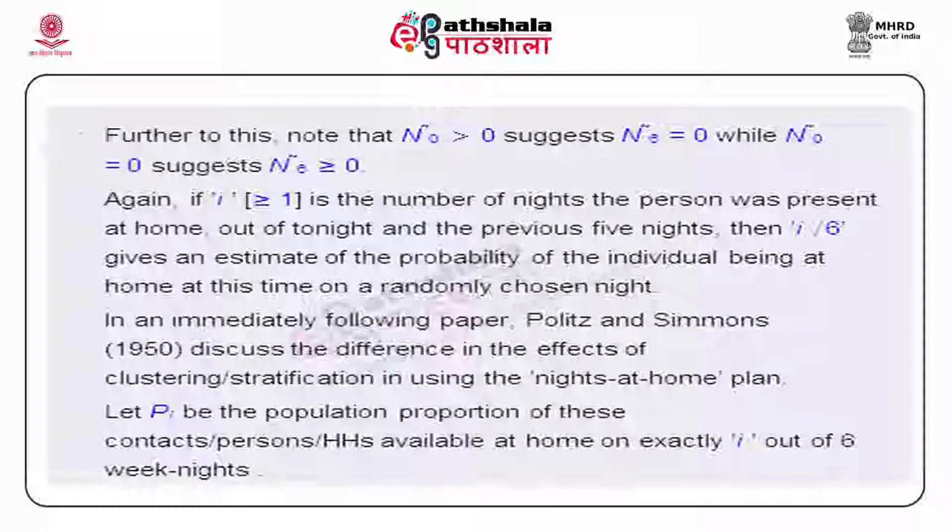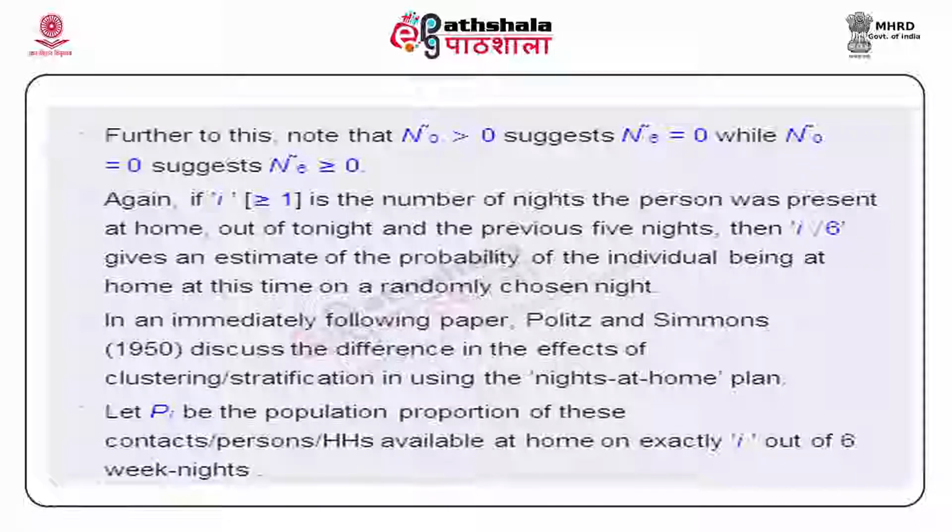In an immediately following paper, Pollay and Simmons, they discuss the difference in the effects of clustering or stratification in using the nights at home plan. This is the nights at home plan. So all that they did, they made extensive phone call, 100% coverage. Definitely some of them are not available, that we are calling N0 tilde, because it is based on a randomly chosen weeknight, night of the survey. That is why it is N0 tilde, not available. Do not go after them.